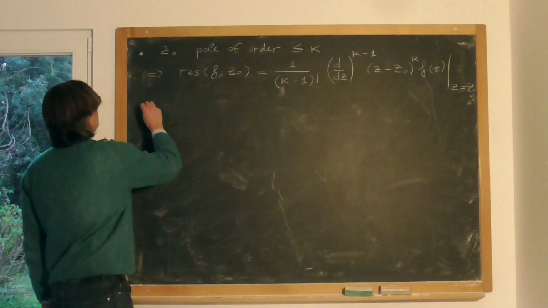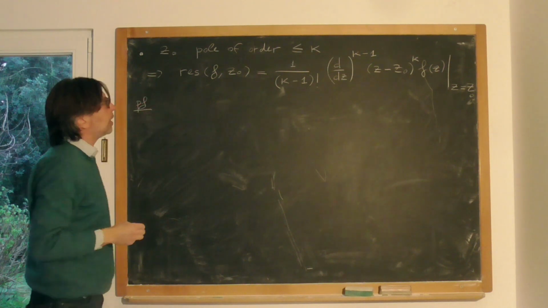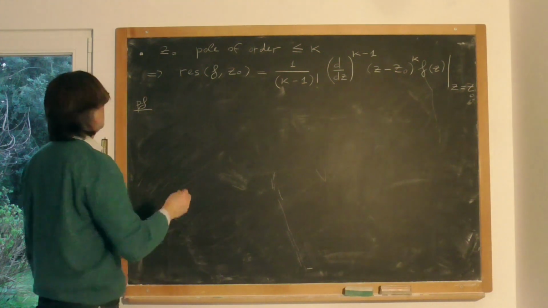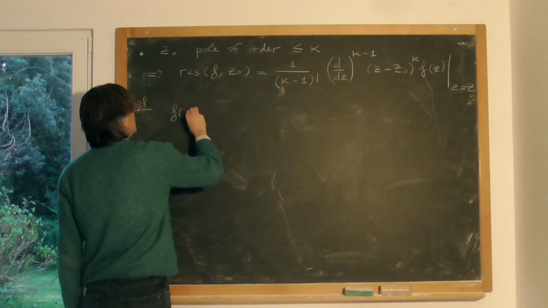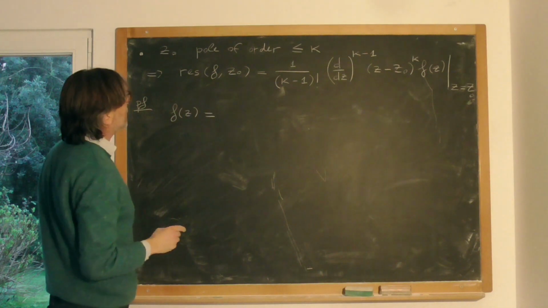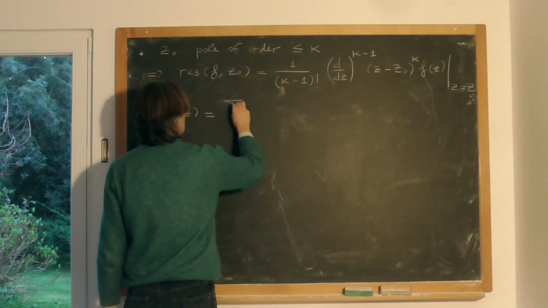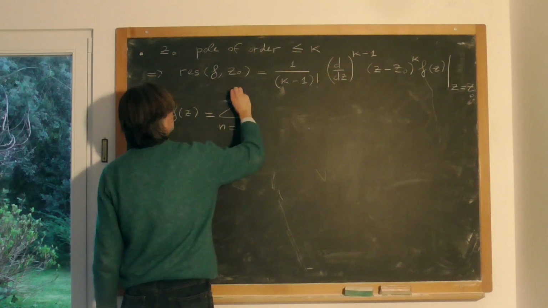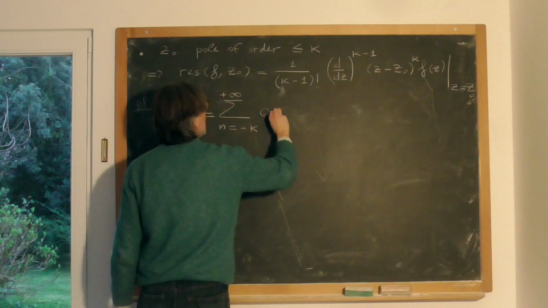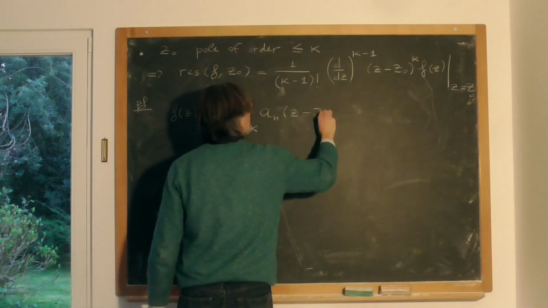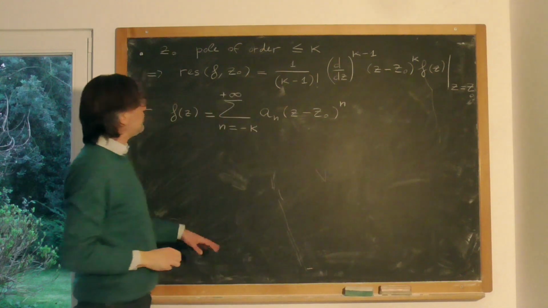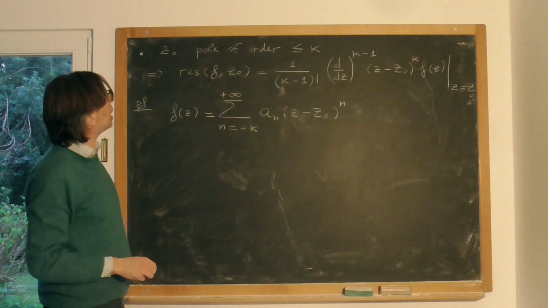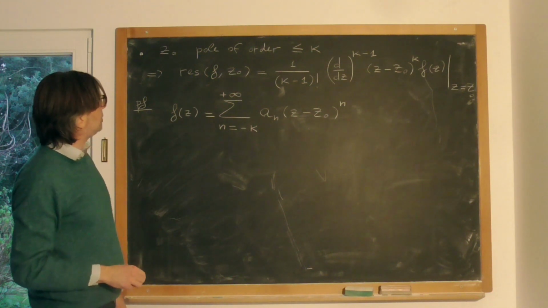Okay, why is this so? Again, this follows from the Laurent series expansion of f at z naught. So, f of z, since this is a pole of order less or equal than k, the Laurent series expansion starts with minus k and then goes to plus infinity, with terms a_n (z minus z naught) to the power n. We have no indices less than minus k because the pole has order less or equal than k.